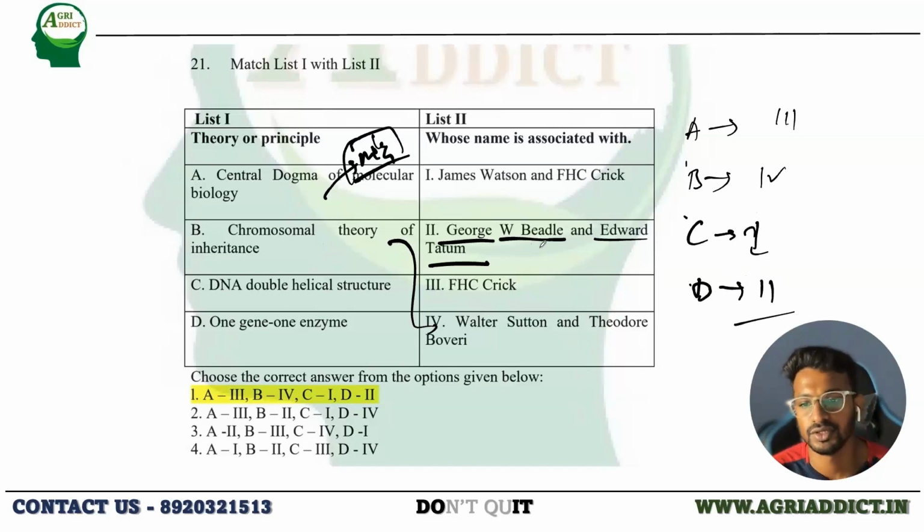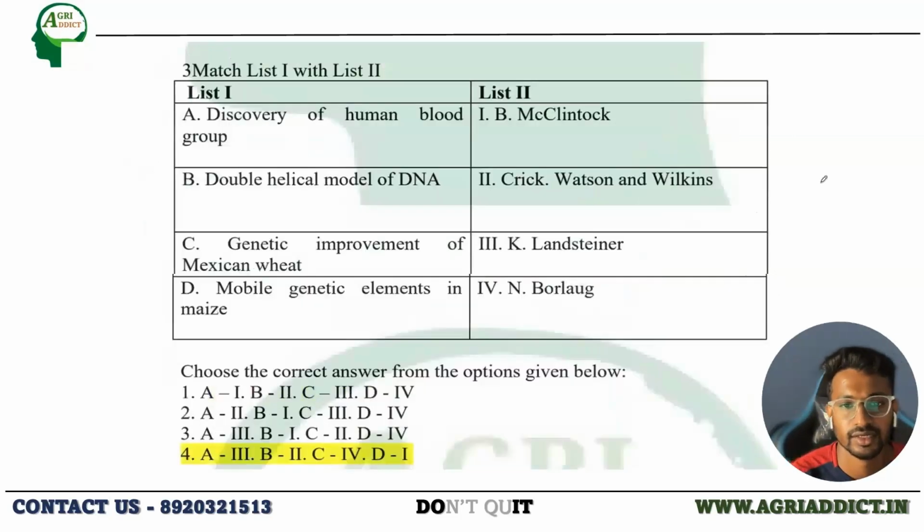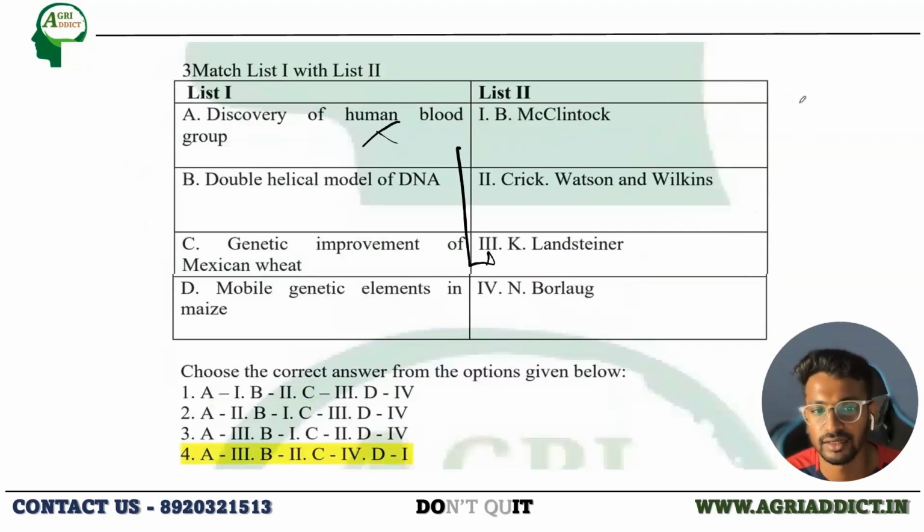Yes, George Walter Sutton, like George W. Biddle and Edward Todd. Okay. Clear? Next, we have again the match the following. In this one, the discovery of human blood group we have not discussed, but I hope you'll be knowing this answer. It's Landsteiner. Anyhow, we'll be discussing it in upcoming classes.